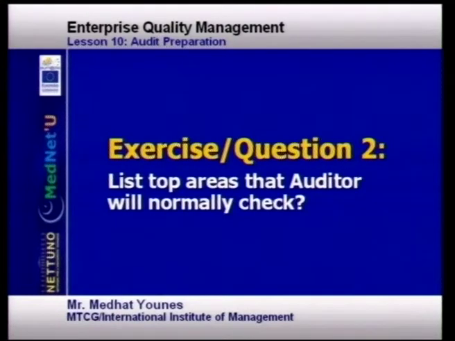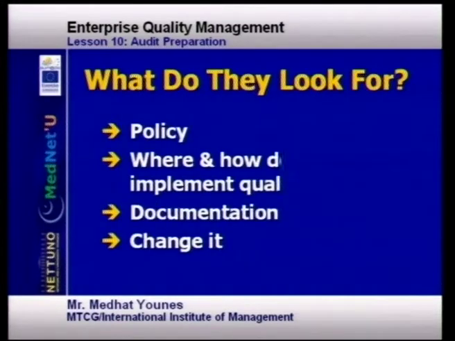Question 2. What are the top areas that auditors normally look for or check or verify? There is a long list that the auditors check, about 50 to 60 items. We'll go through them briefly.